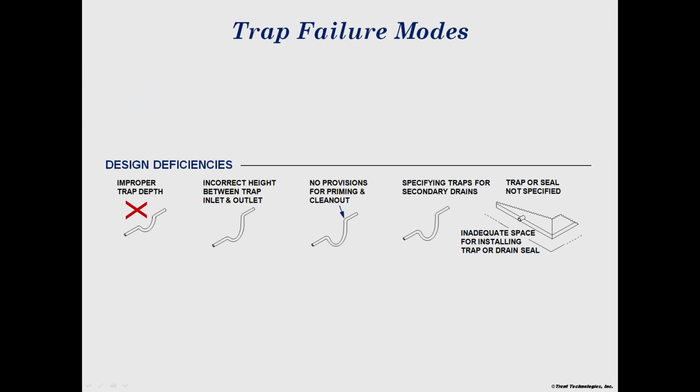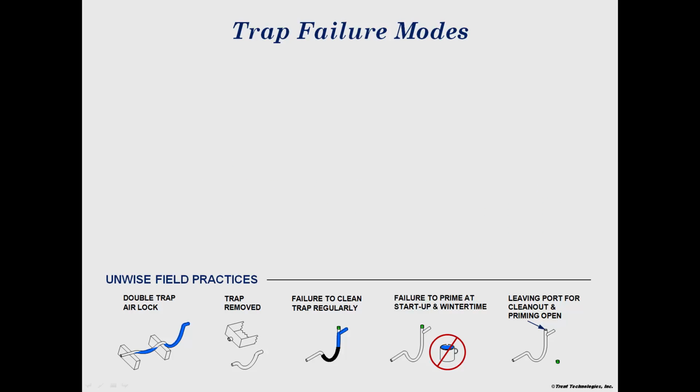Design deficiencies of traps include improper trap depth, incorrect height between trap inlet and outlet, no provisions for priming or cleanout, specifying traps for secondary drains, trap or drain seal not specified, or inadequate space for installing a trap or drain seal. Unwise field practices include double trap airlock, trap removed, failure to clean trap regularly, failure to prime at startup and wintertime, and leaving the port for cleanout and priming open.